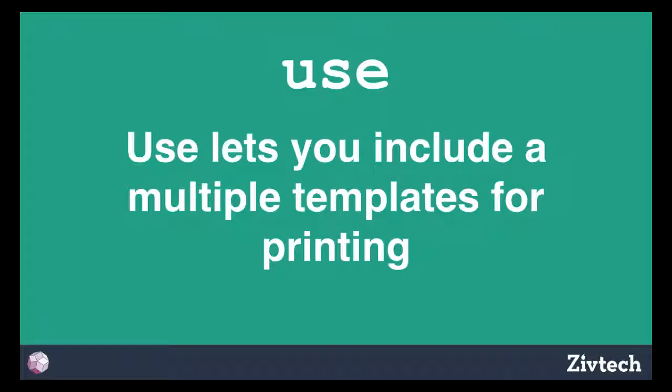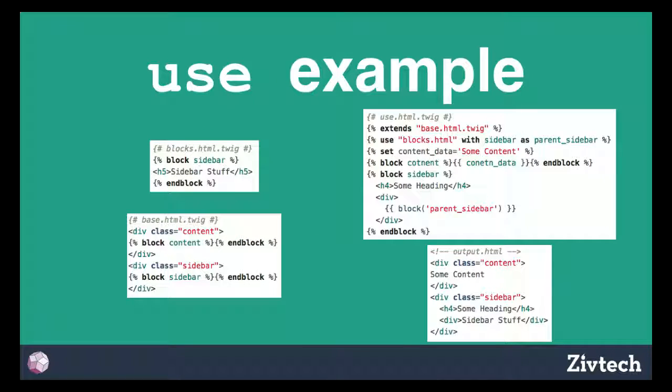Use is a little weird. We don't use this one much at ZivTech. It allows you to include multiple templates. So the idea is, what if I need to pull multiple reusable things in here? With a use, by default it doesn't actually cause the thing to be printed, but it does pull it into scope so that you can call this block function, allowing you to print. You can see here I'm calling use blocks.html and rename sidebar to parent sidebar to make sure it won't conflict with the sidebar I have here.